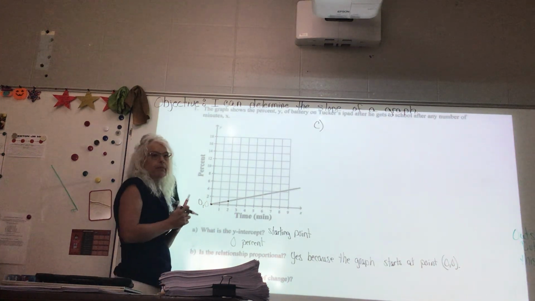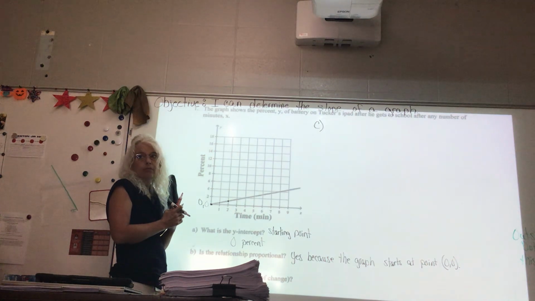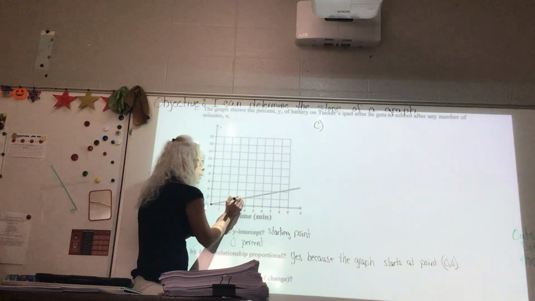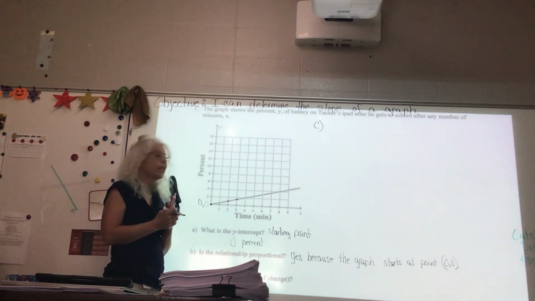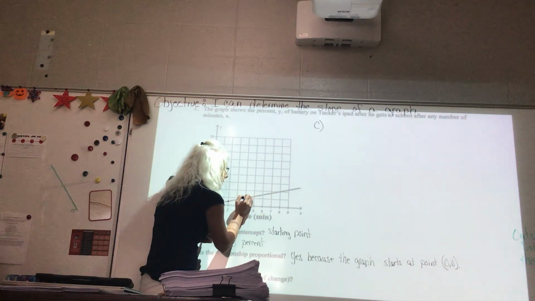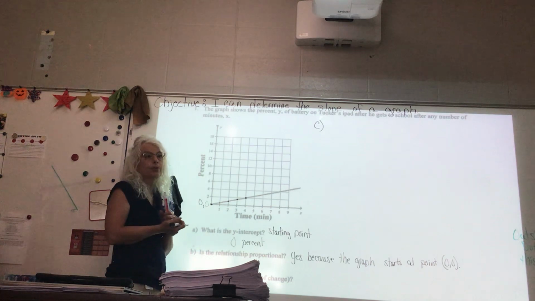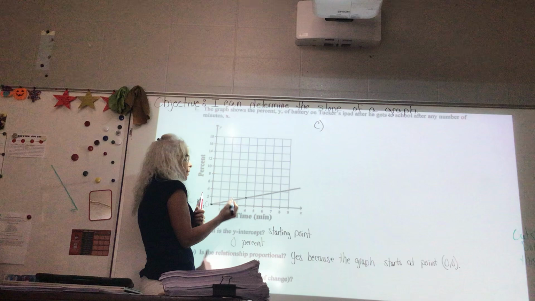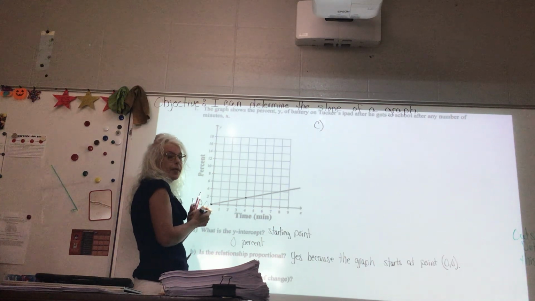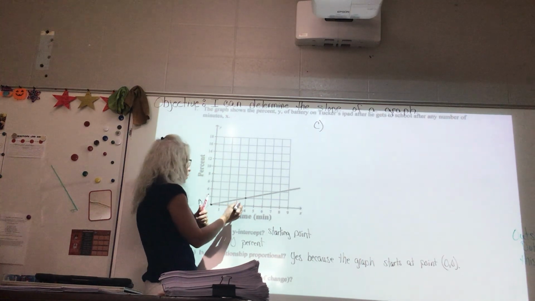This is on the graph. Is that a good point? No, because we don't know. This point is on the graph. Is that a good point? No, not really. This point is on the graph. Is that a good point to use? Yes. And what's the ordered pair for that point? 4, 2.